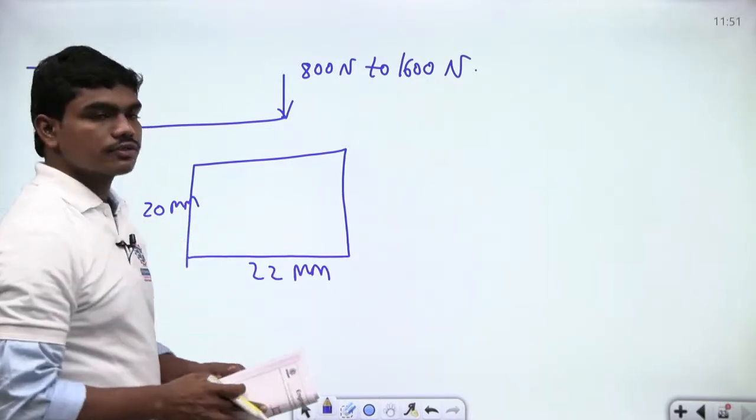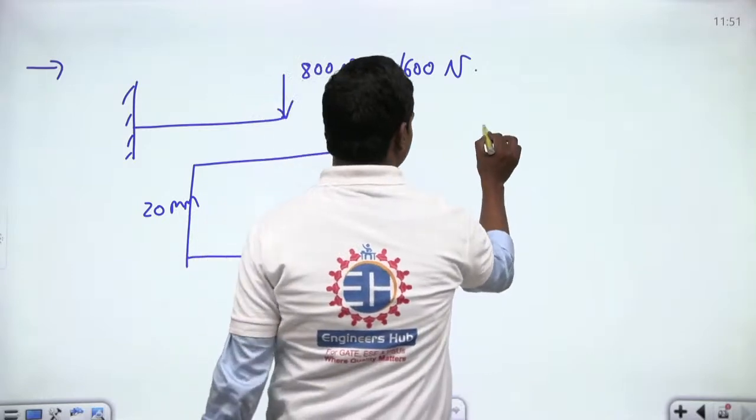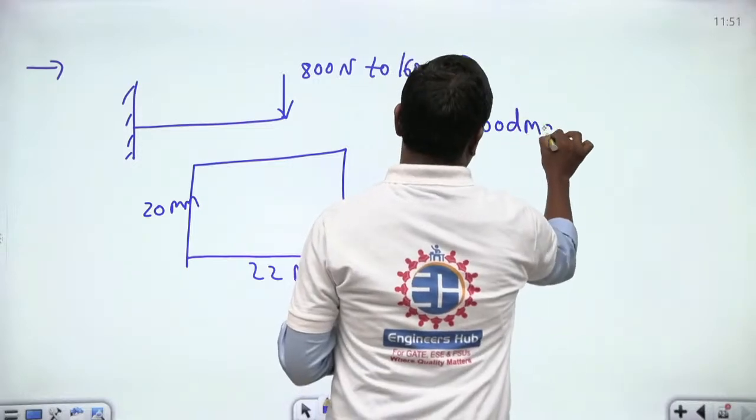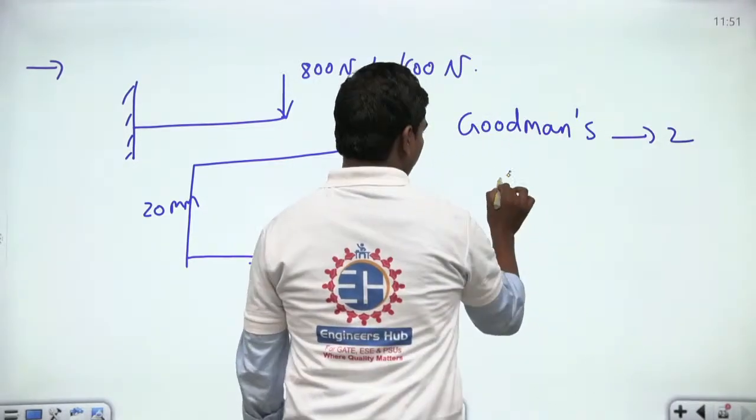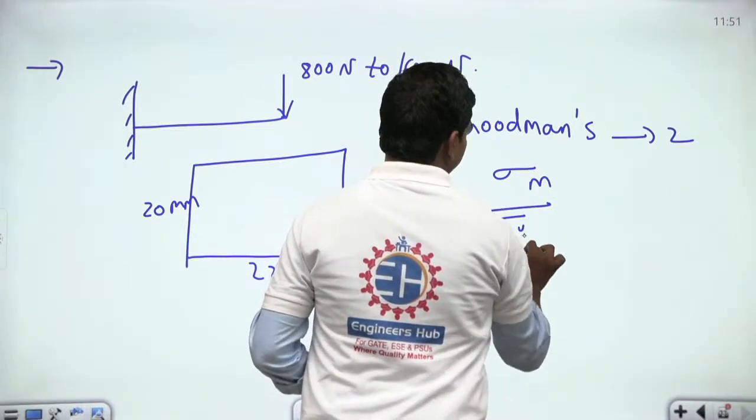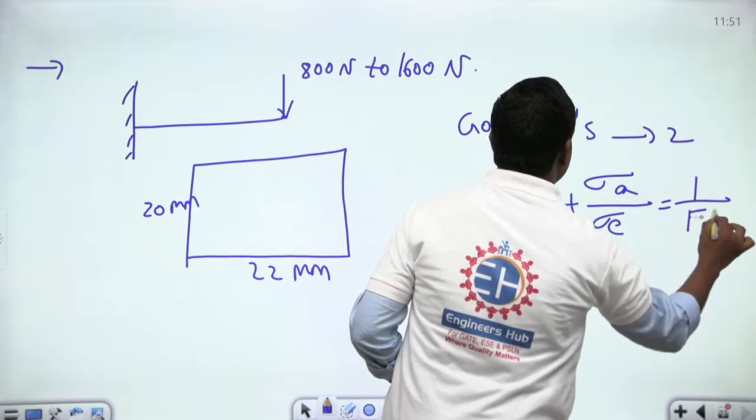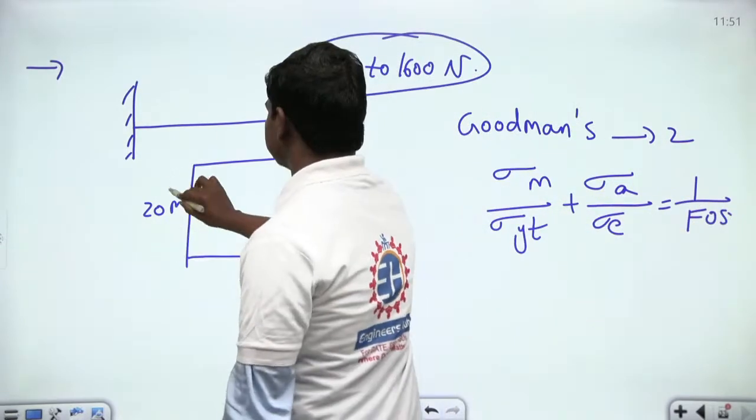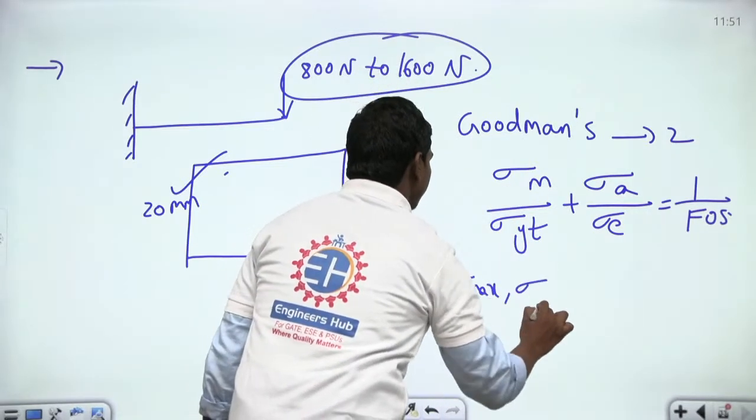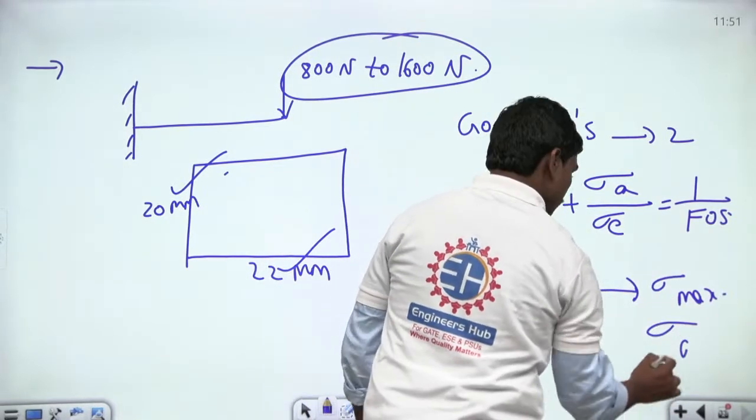They are asking what's the factor of safety evaluated using the modified Goodman's theory. Goodman's theory will give you a factor of safety of 2, because in Goodman's theory we have the mean stress divided by the yield stress plus the stress amplitude divided by the endurance limit equal to 1 by f of s. Enough data is given in the question, the load and the cross section values, so you can calculate sigma maximum and sigma minimum. Then you can calculate sigma mean, and of course the amplitude, sigma amplitude.